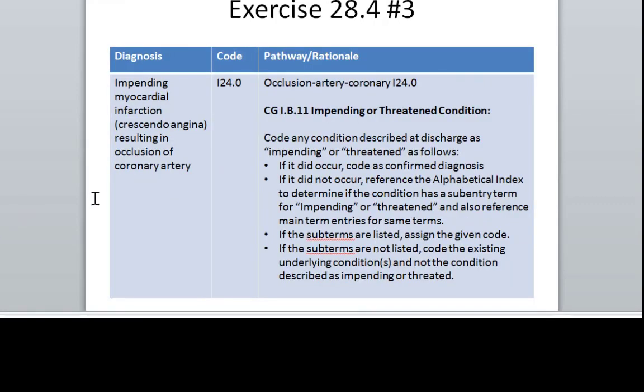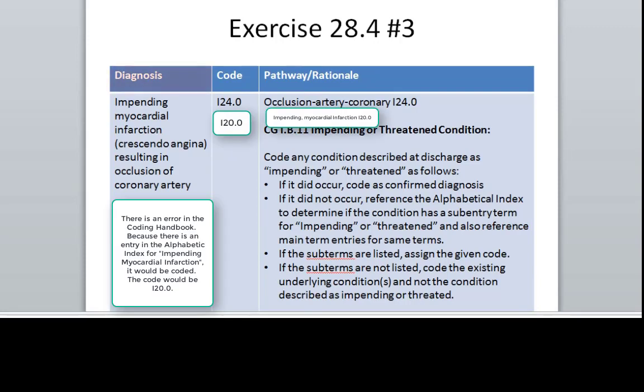Exercise 28.4, number 3, impending MI resulting in occlusion of coronary artery. The guideline that applies in this case is 1B11, which is not a Chapter 9 code. This is those general guidelines in Section B. The others we've been looking at were in Section C.